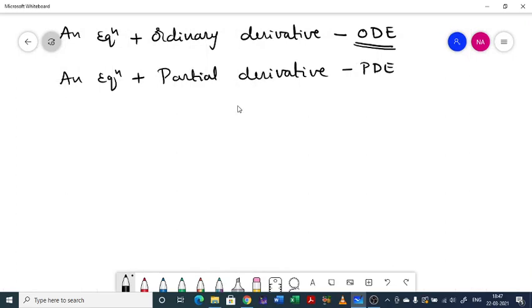When we discuss differential equations, we usually immediately discuss the order and degree of the differential equation. For example, take the differential equation d square y by dx square plus 2y plus 5 equal to 0. If you look into this equation, you can treat it as a polynomial in the differential coefficients, which is of degree 1.